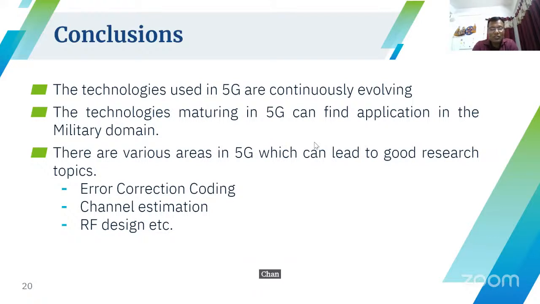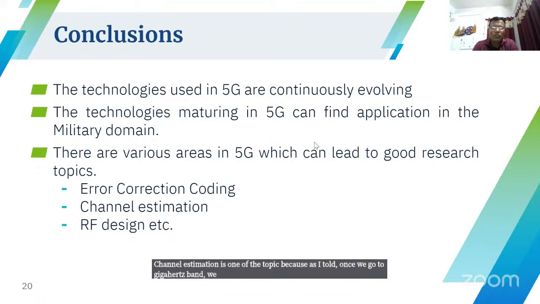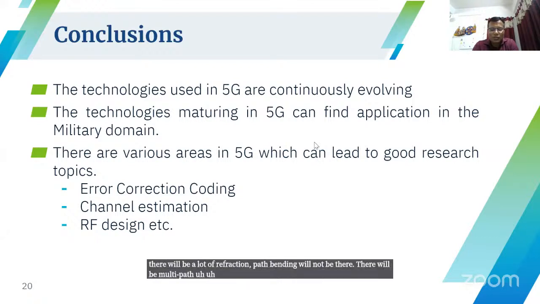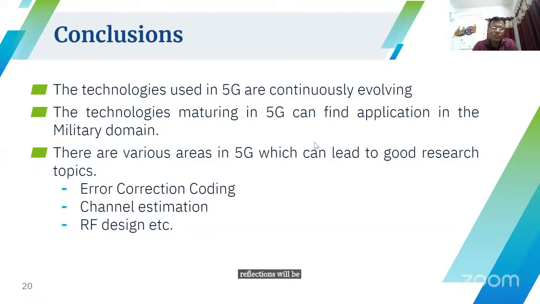Channel estimation is one of the topics, because as I told, once we go to the gigahertz band, there will be a lot of reflection, and path bending will not be there. There will be multipath reflections, and we will have loss of signal, and blind zones will be formed. So these are all challenging areas where a lot of research has to be done.